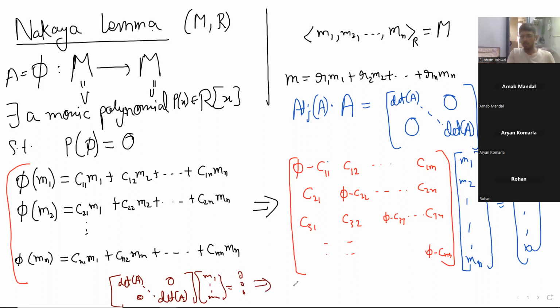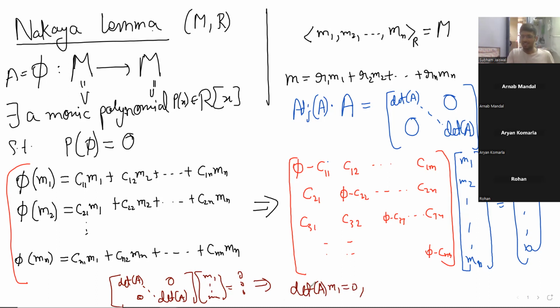And what does this mean? Again, we have made an understanding, and with respect to that understanding, it means that determinant of A times m1 is 0. What does it mean? Well, it's fine. Determinant of A is also a function from M to M.